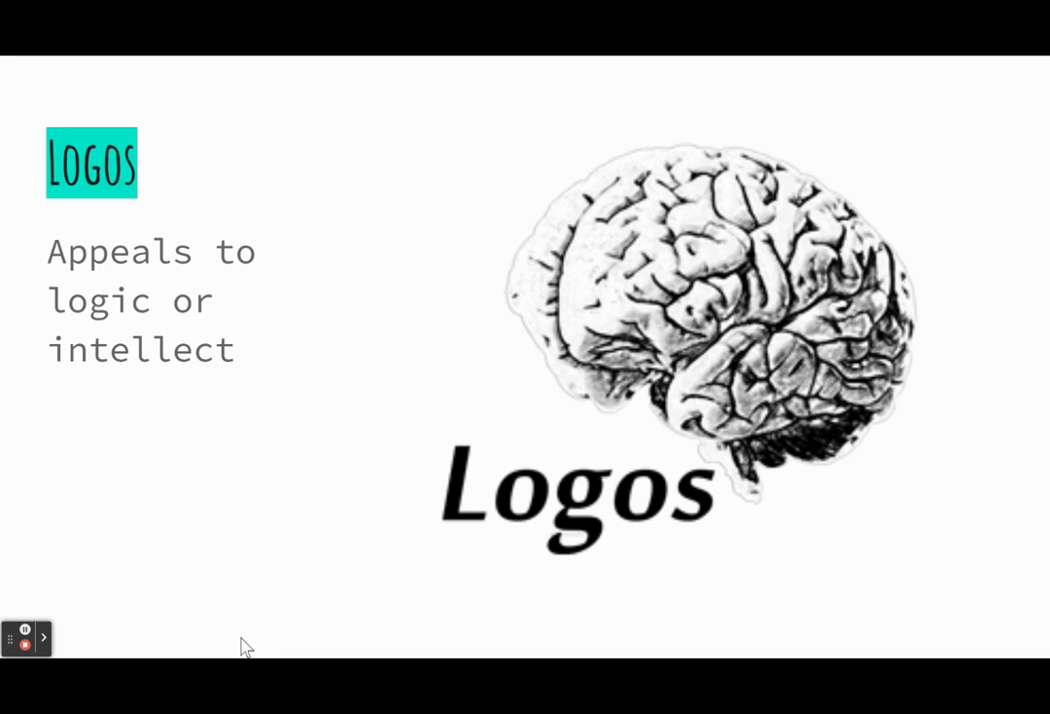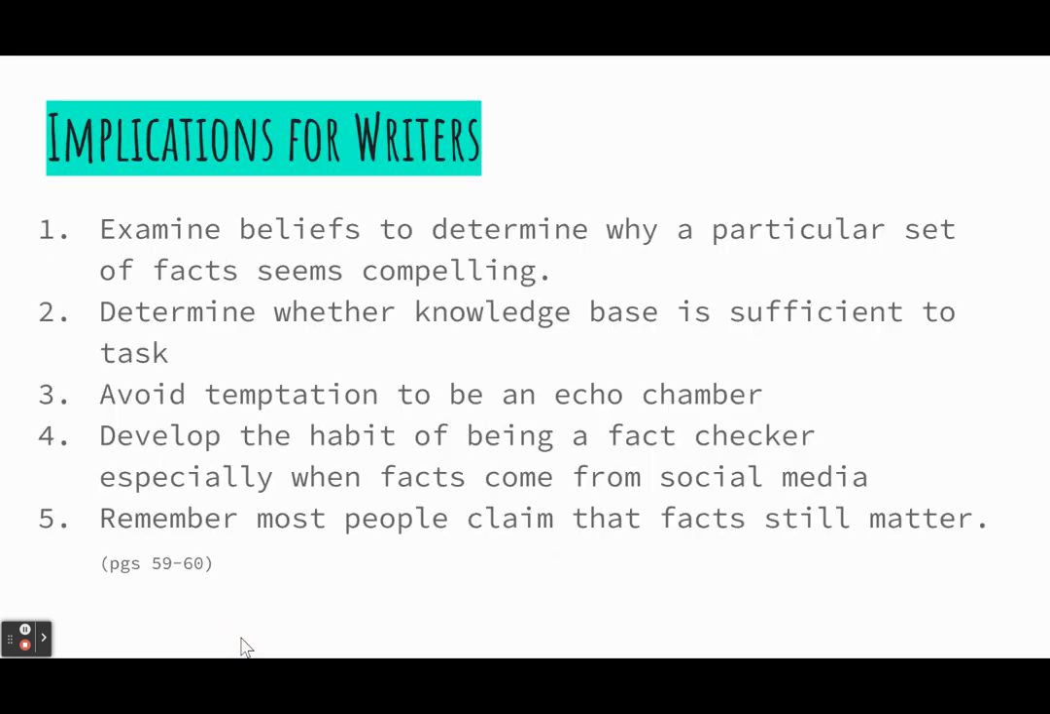Finally, there's logos. It's the appeal to the logic. It's the appeal to the intellect. And I think the implication for the writers is fivefold here. You have to examine the beliefs to determine why the facts seem compelling. Just because they're compelling to you doesn't mean they'll be compelling to everyone else. So, what do you believe that allows these to be compelling? And in the context of your paper, what will your audience believe?